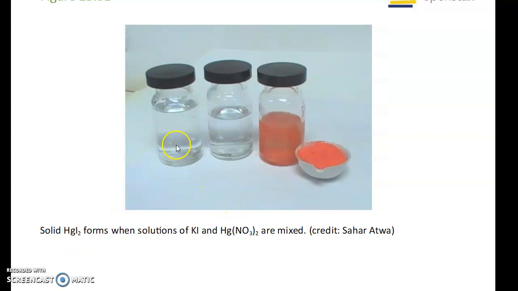This is mercury iodide. When potassium iodide and mercury nitrate are mixed, you get this solid form right here.